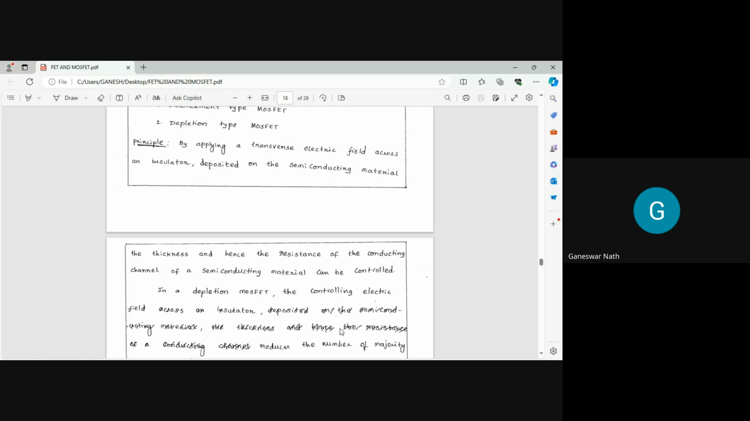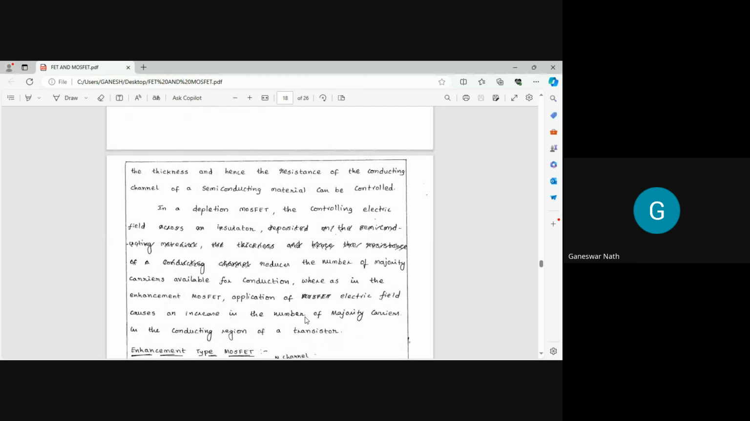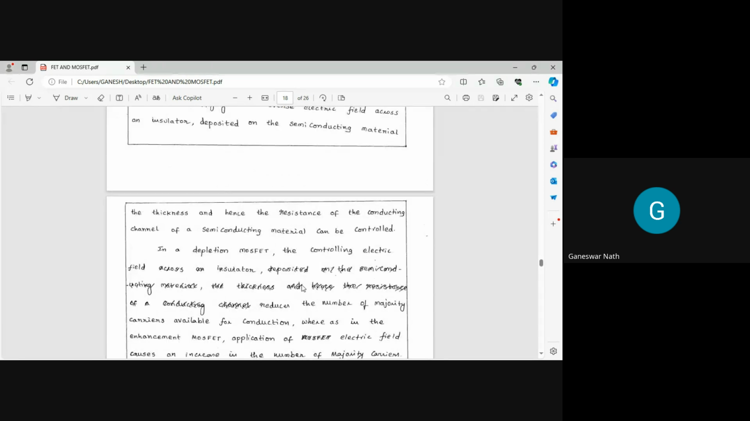the controlling electric field across an insulator. Okay, you can see. So in a depletion MOSFET, the controlling electric field reduces the number of majority charge carriers available for the conduction.